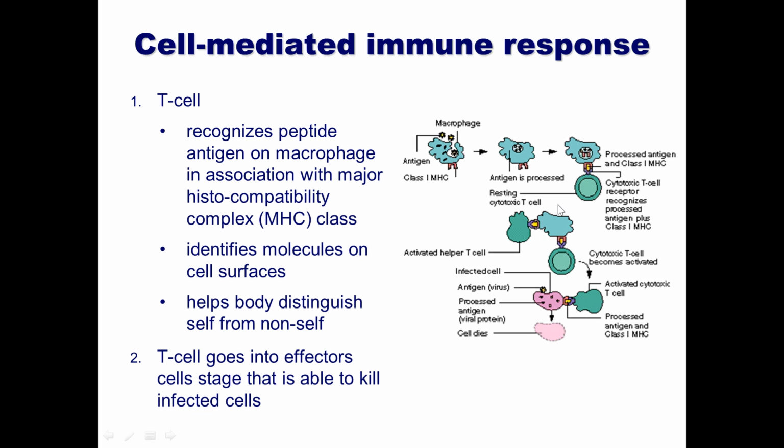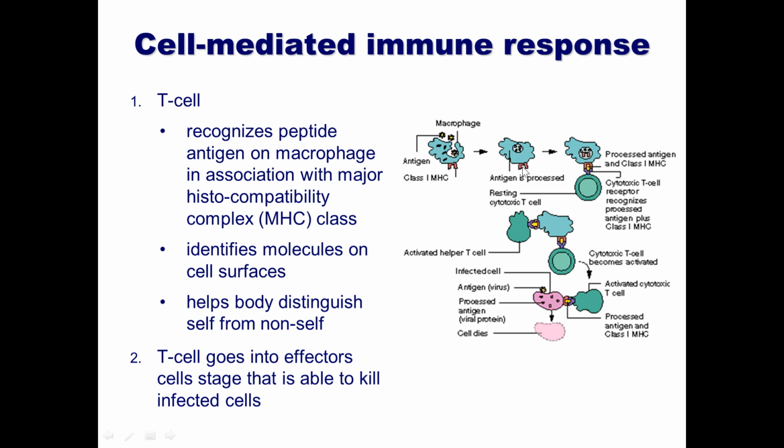They activate helper T cells. Helper TH cells will be activated. Okay? The cytotoxic T cell becomes activated. The activated cytotoxic T cell, with processed antigen and class I MHC, produces molecules like cytokines, so that the processed antigen or viral protein will be killed off, and this viral protein will die. These are the processes. Clear?